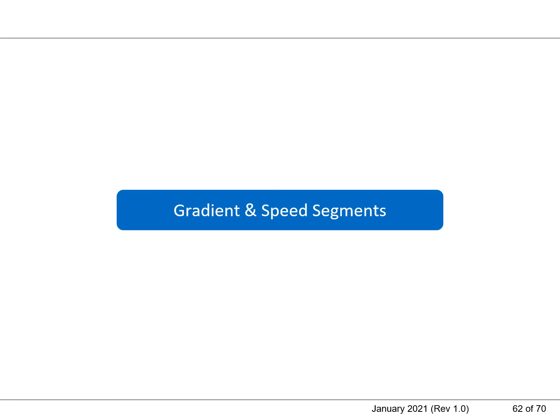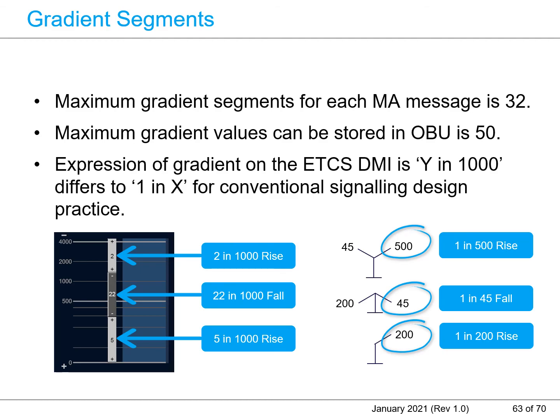The next section of this module will explain the gradient and speed segments limitation for the ETCS Level 2 area. The number of gradient segments allocation for the ETCS Level 2 area is to be within the system limitation of the ETCS. The maximum gradient segments for the radio block center movement authority message is 32 segments. The ETCS on board can store up to 50 gradient segments data from the movement authority messages.